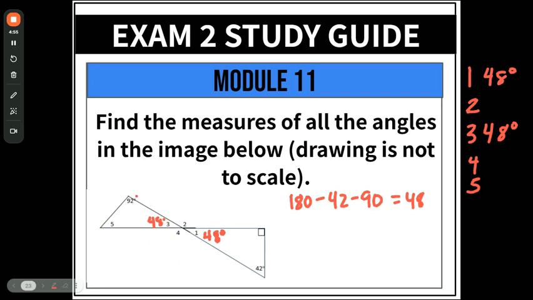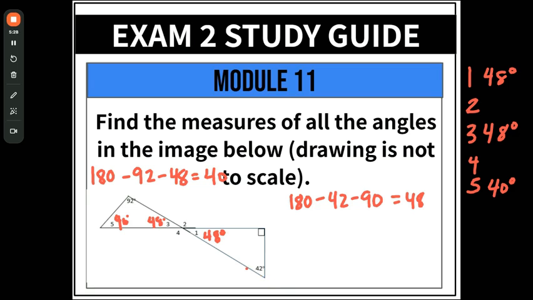Now, we can do the same thing with this triangle because we know that all of these have to add up to 180. So to get angle 5, I can do 180 minus 92 minus 48. And that's going to give me 40 degrees, which is angle 5. Okay? All right, so I've got 2 and 4 left. Well, what do I know about 2 and 4?